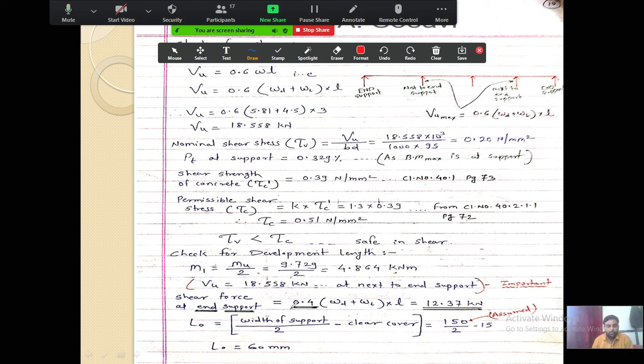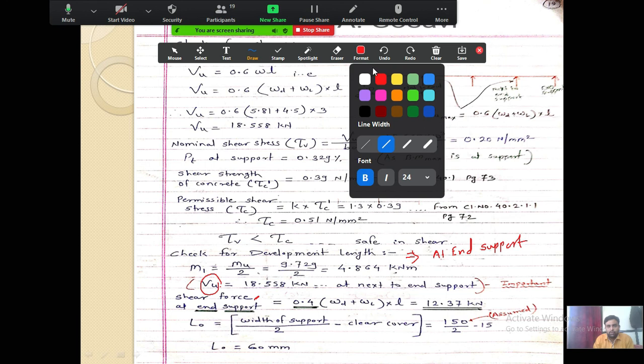You remember this. Development length is always there at the end support. It is not at any intermediate support. Development length is always at the end support. So we need to calculate what is the shear force at the end support. To calculate this value of Vu, we need to calculate the shear force at the end support. Are you getting this point or not?